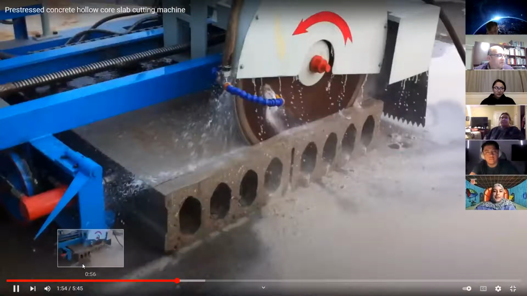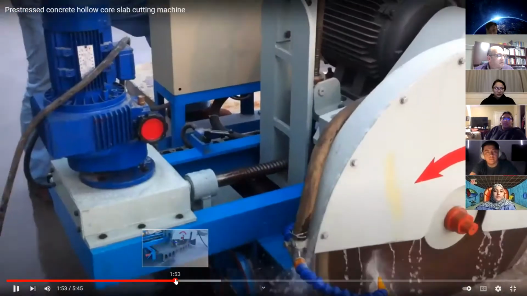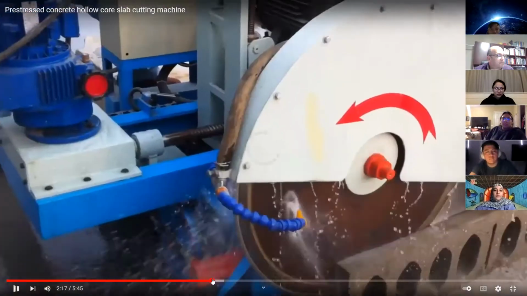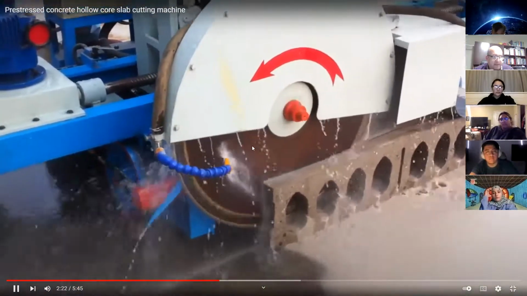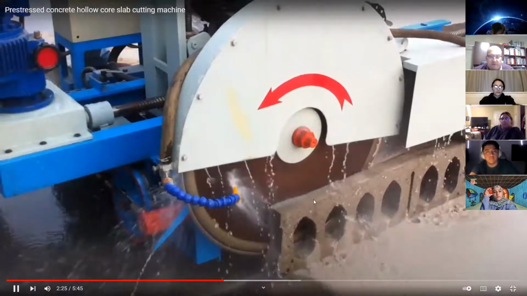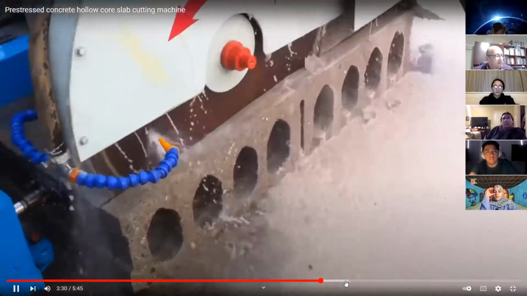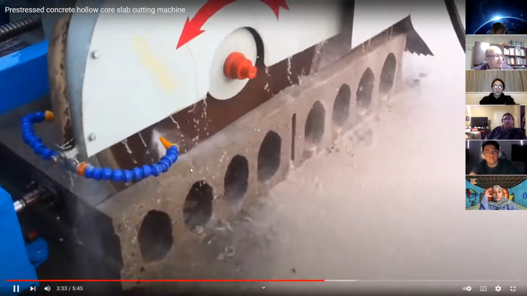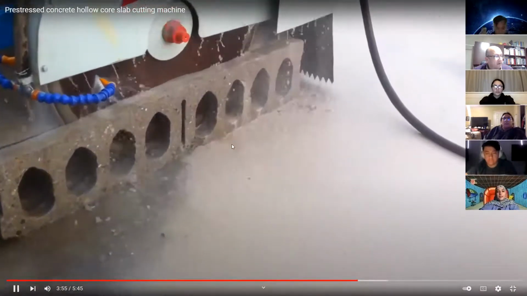Just want to show you here quickly, so I'm going to be running it. And you understand this water is to cool down the blade, nothing for the concrete itself. Otherwise, you can burn the saw blade. And you see here the jet of water directly on the blade. Almost done.